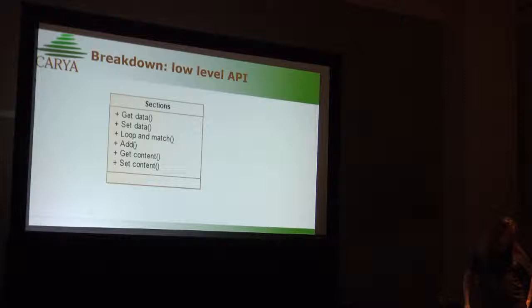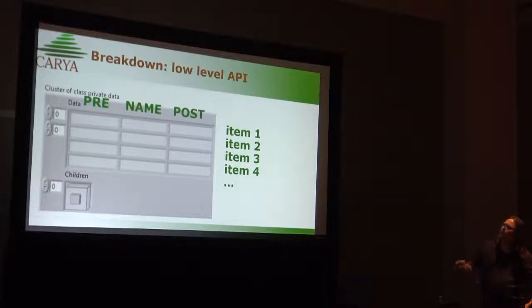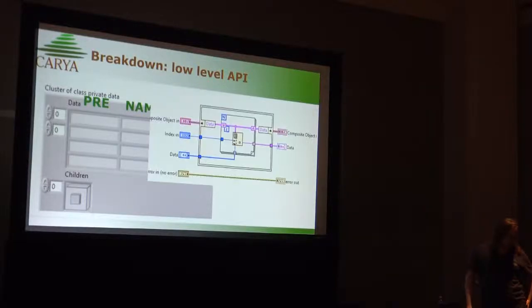So the data will also be very simple. It's just a 2D array, and an array with children to hold the content. And then you can store the pre, the name and the post, and all the items in the other dimension. So accessing the data can be done like this.